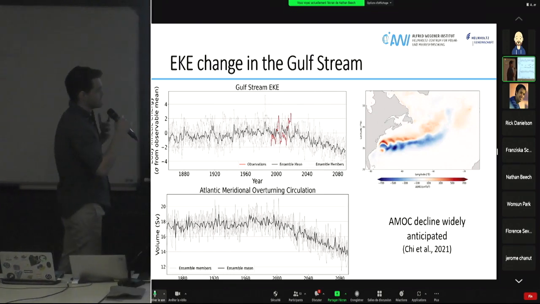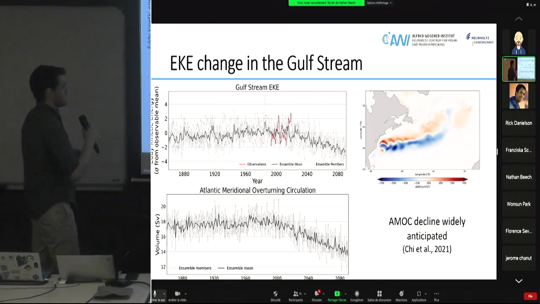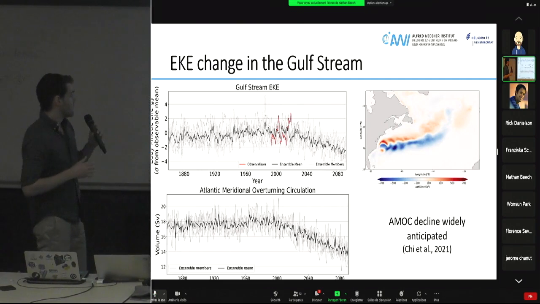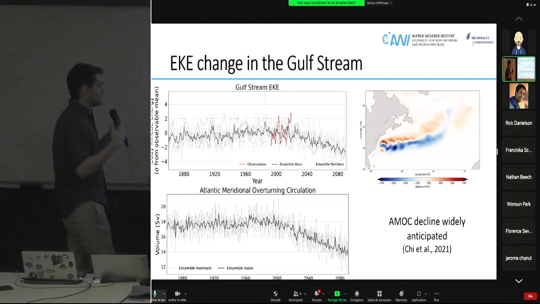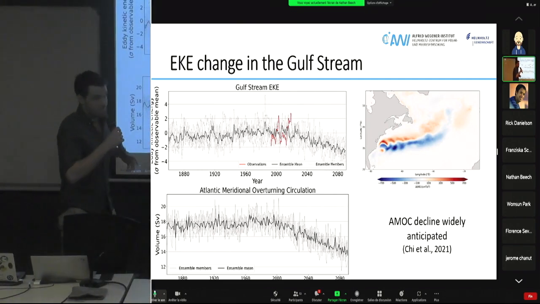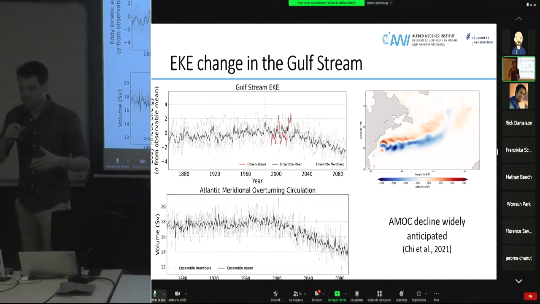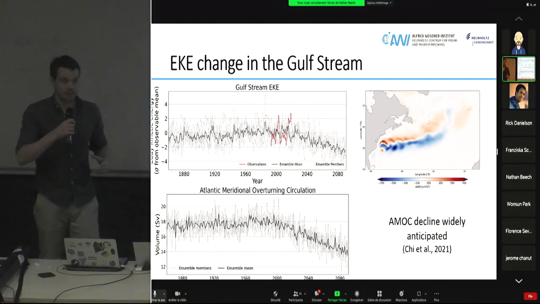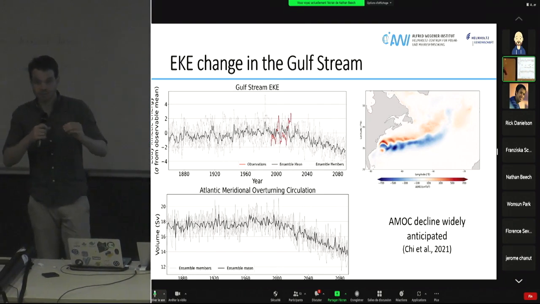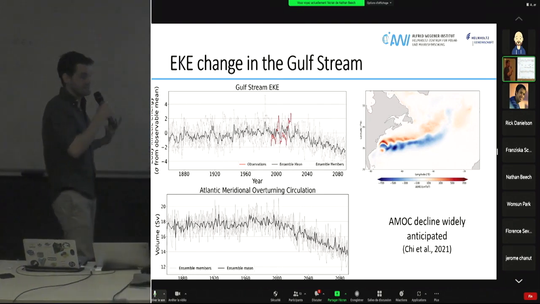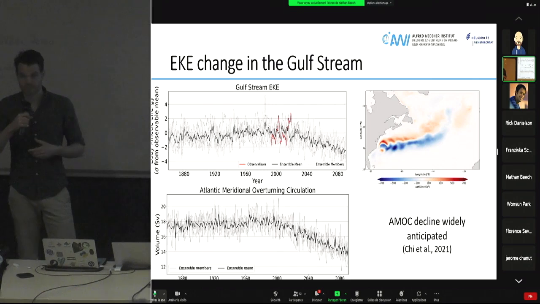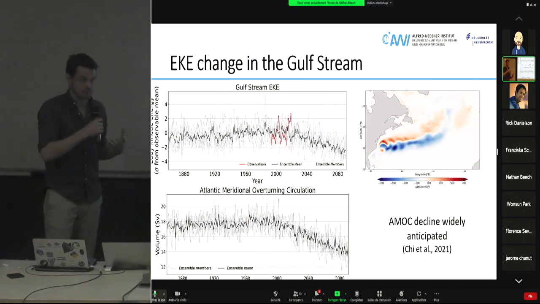This is something that's been speculated on a great deal. And so the connection here could be that as we get less AMOC through the North Atlantic, we get less energy transported through the Gulf Stream, which means less energy available for conversion into eddy kinetic energy.